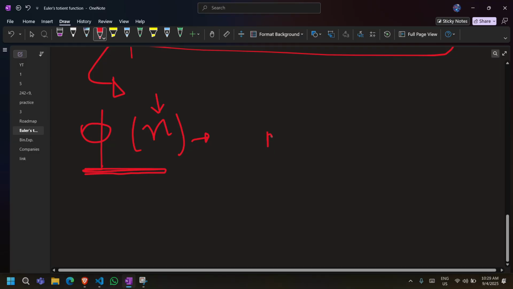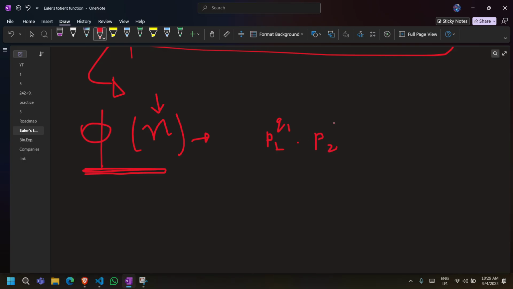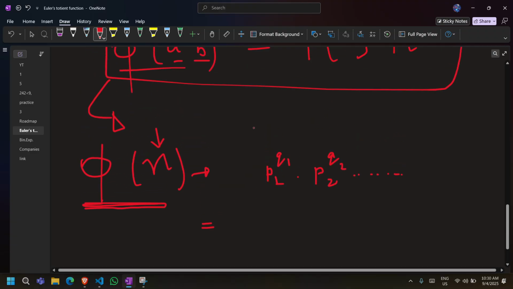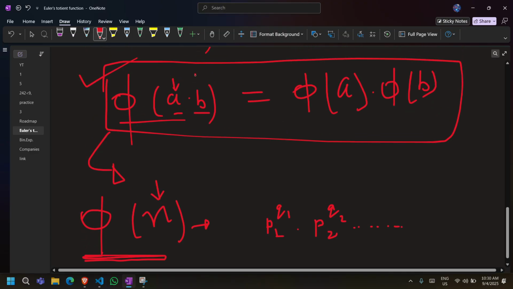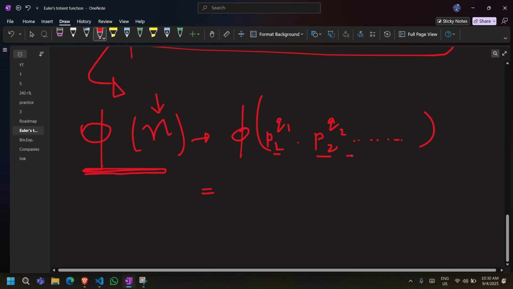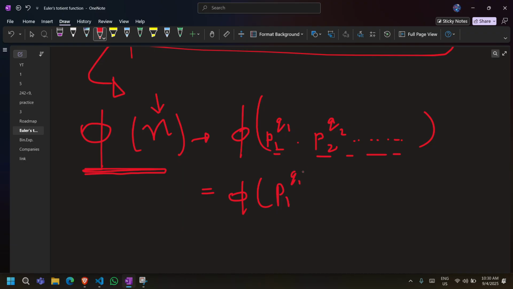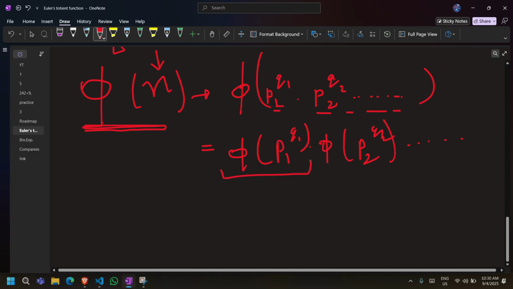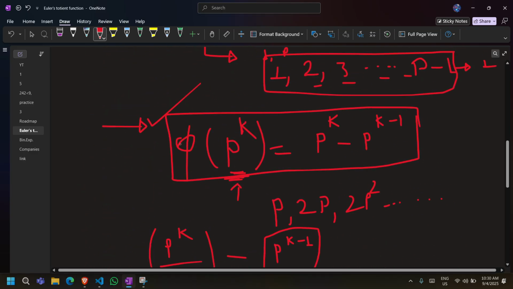Let's suppose the prime factorization is p1 raised to power q1 into p2 raised to power q2, right? Now you have seen that phi of a into b is phi of a into phi of b. So these are all co-prime to each other, so you can separate it. So this is basically equal to phi of p1 raised to power q1 into phi of p2 raised to power q2 and so on. Now what is phi of p1 raised to power q1? We have already seen this.